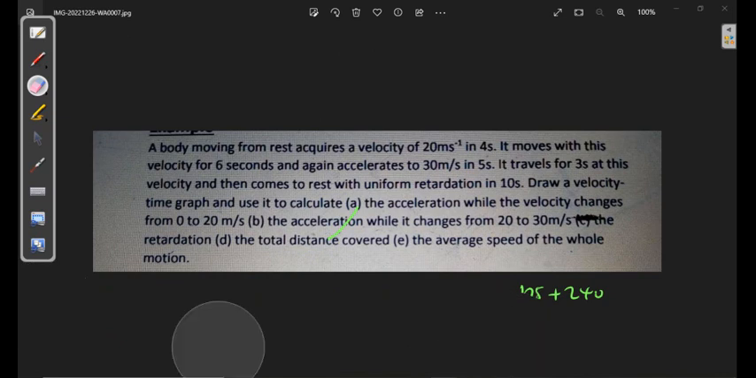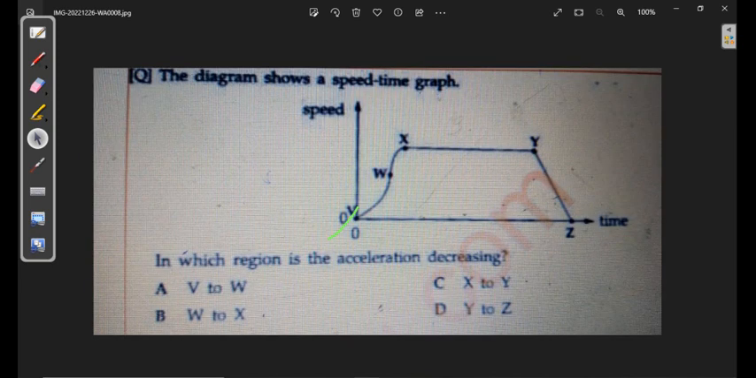Okay, let's look at some others. We have also got this one. The diagram below shows the speed time graph. In which region is acceleration decreasing?